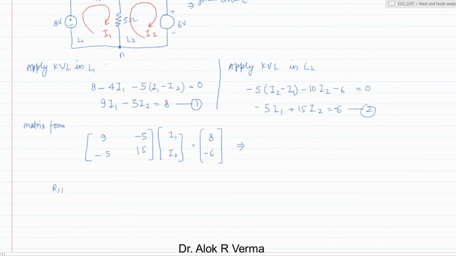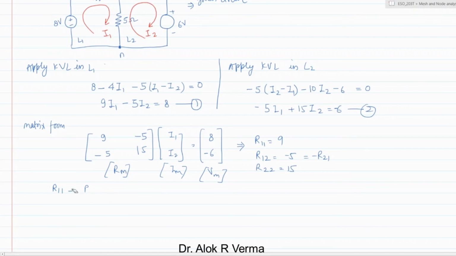Okay, what is R11 here? It is the total loop resistance of loop 1. So R11 here is 9, R12 is nothing but minus 5, which is nothing but R21, then R22 is 15. This is the Rm matrix, this is Im, and this is the Vm matrix. So the elements of the Rm matrix, in this particular case, it is 2 by 2 because we have 2 meshes.